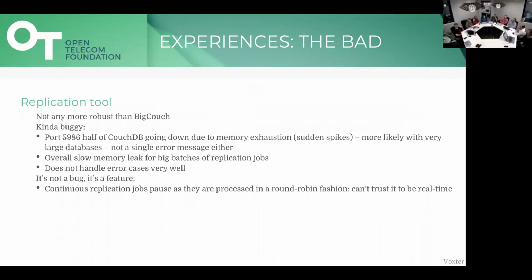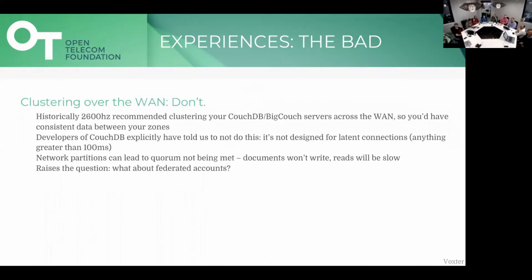Just let me get to the next slide. Clustering over the WAN, don't. Funny history, 2600 Hertz recommended you cluster your BigCouch nodes across the WAN so you'd have consistent data between your zones, which sounded good in theory until you find out the official developers of CouchDB explicitly tell you, don't do this. It's not designed for it. It can't handle latent connections, pretty much anything above about 100 milliseconds, it won't work. It will add that latency in most scenarios to every read or write operation. And network partitions can lead to the quorum not being met. Documents won't write, reads will be slow.